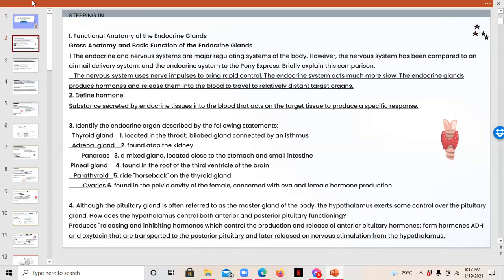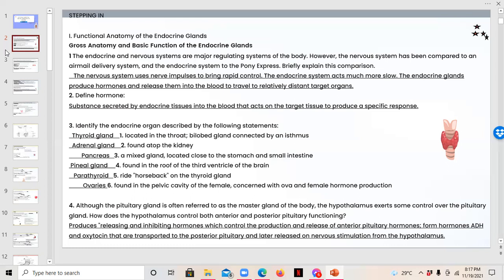Number four, although the pituitary gland is often referred to as the master gland of the body, the hypothalamus exerts some control over the pituitary gland. How does the hypothalamus control both the anterior and posterior pituitary gland?